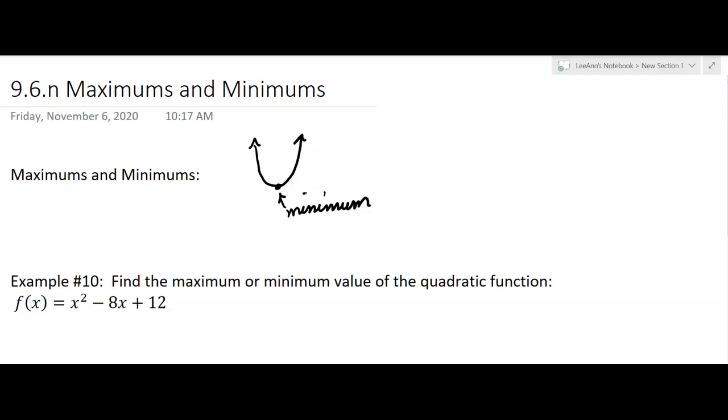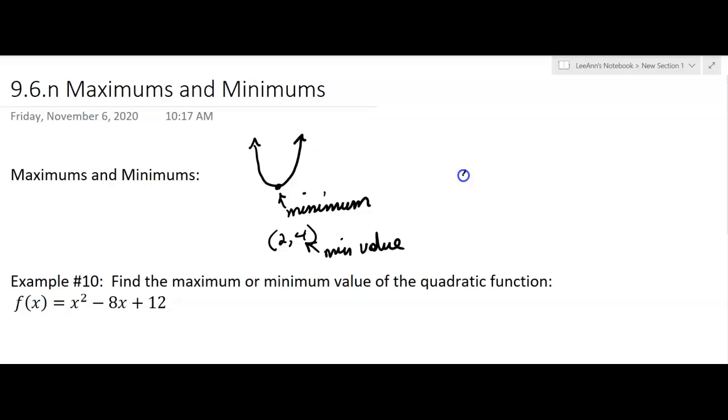Now let's say that that vertex is, I don't know, (2, 4). Then the minimum value is 4. That would be the minimum value. And what we're saying then is the lowest output you could get would be 4. So you can put in all kinds of x values. The domain for x is all real numbers. So you put anything in, but the lowest output you would get is 4. And we would call that the minimum value.